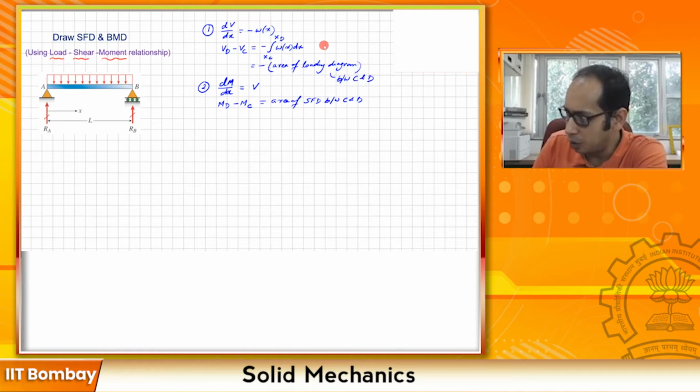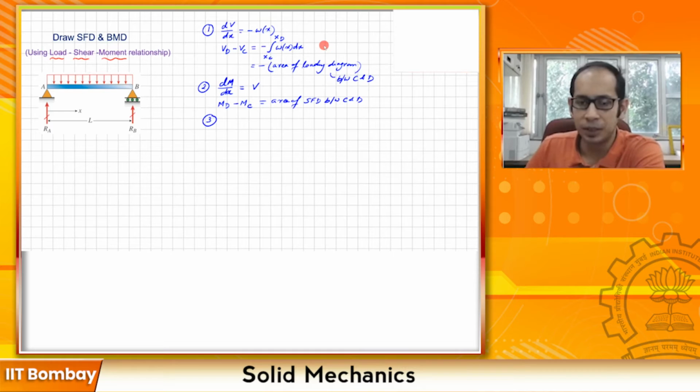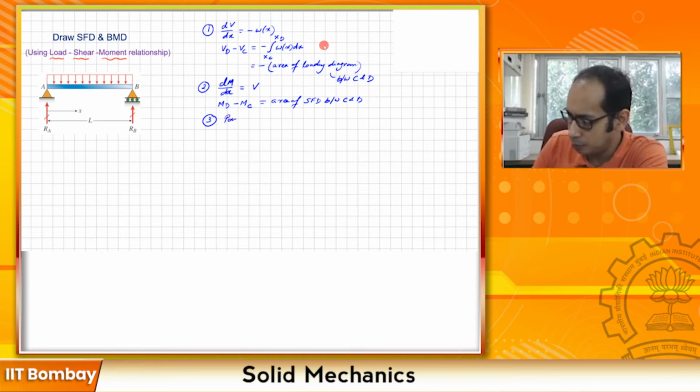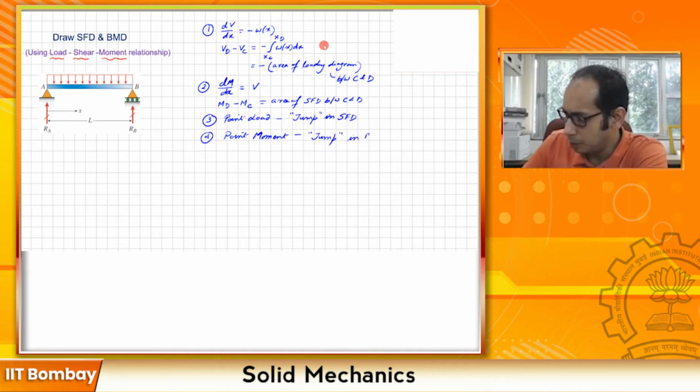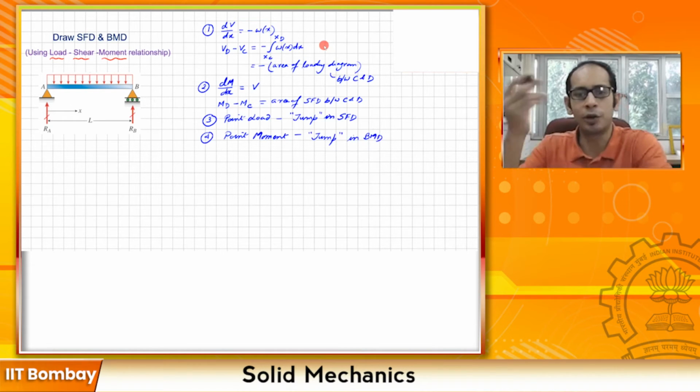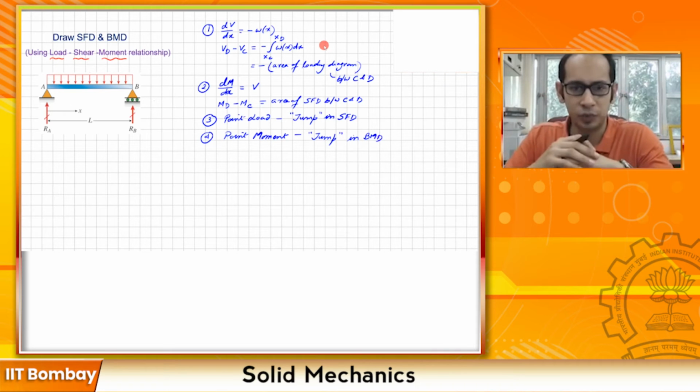And we looked at two more subset relationships, if you may. For a point load, we expect a jump in the shear force diagram and no change in the moment, and for a point moment we expect a jump in the bending moment diagram, right? And no corresponding change in the shear. So these are the four things which we had looked at.